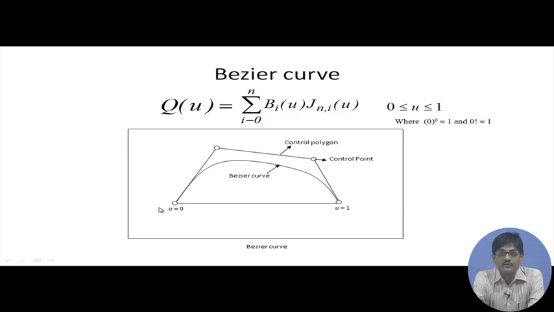What about the first point? The first point gets contribution from the first control point fully and from the other points 0. In between, the points share the contributions of the different control points. At the last point of the curve, the contribution of the last control point is maximum, because of which they are coincident, and the effect of other control points is 0. Let us have a look at this particular polynomial, how it looks like.